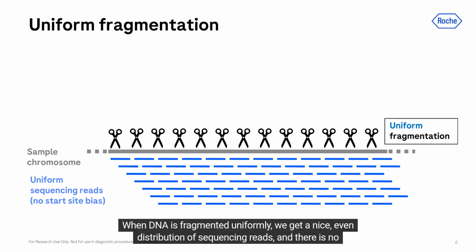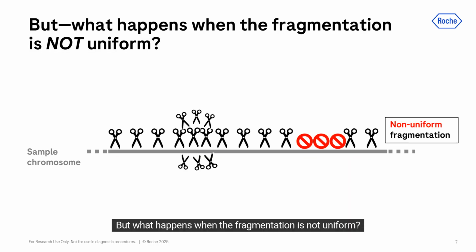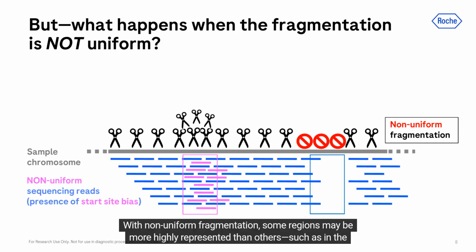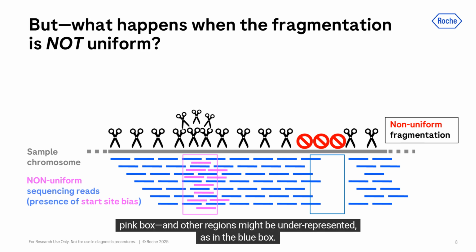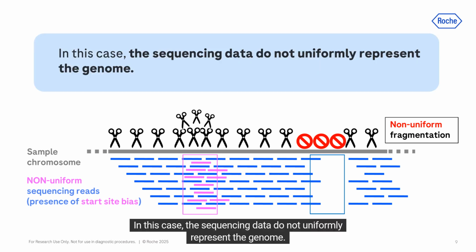When DNA is fragmented uniformly, we get a nice even distribution of sequencing reads, and there is no start site bias from fragmentation. That's what we see here. But what happens when the fragmentation is not uniform? With non-uniform fragmentation, some regions may be more highly represented than others, such as in the pink box, and other regions might be underrepresented, as in the blue box. In this case, the sequencing data do not uniformly represent the genome.